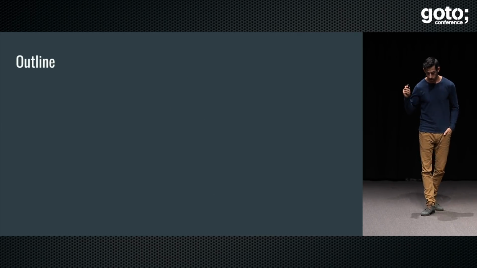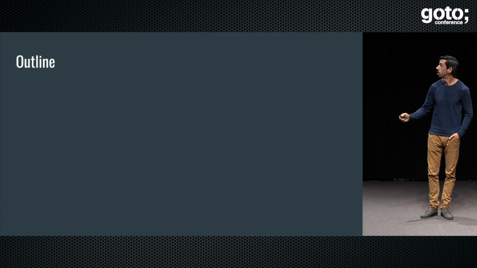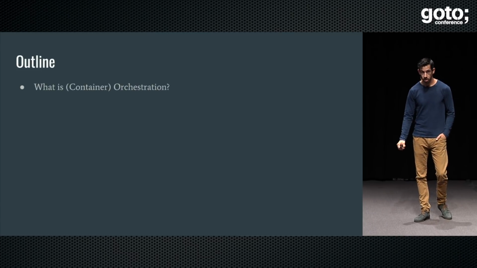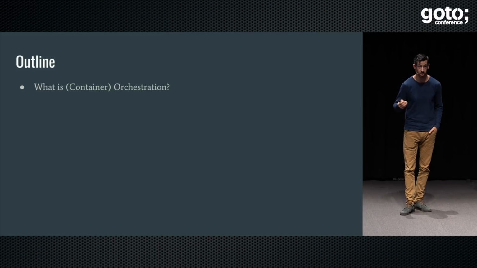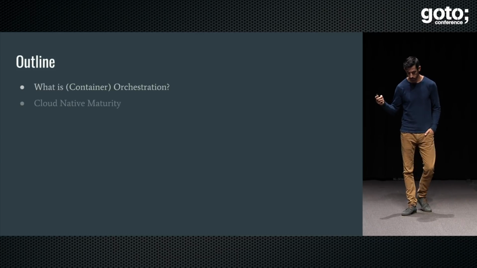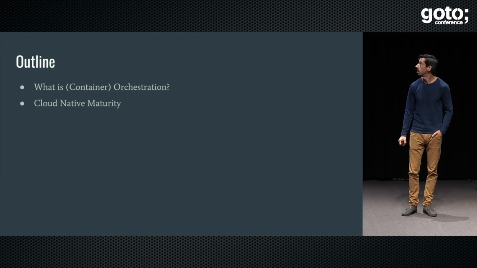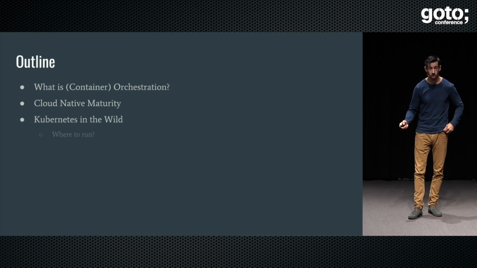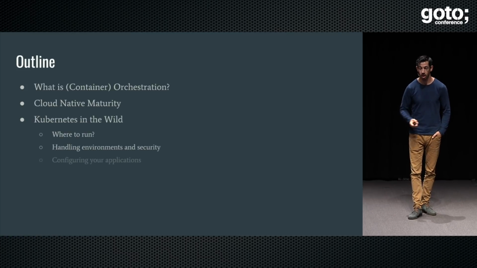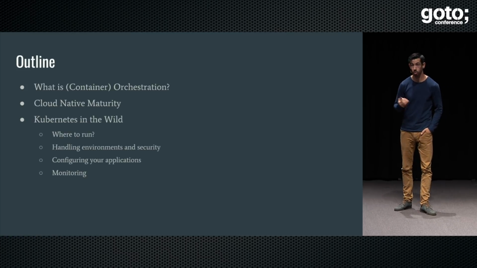So just a quick outline of what I'm going to be covering today. I want to start with defining some terms. What is container orchestration? What do I mean by that? I want to talk about something I would call cloud native maturity. And then I want to get into these actual stories of companies that are running Kubernetes in the wild.